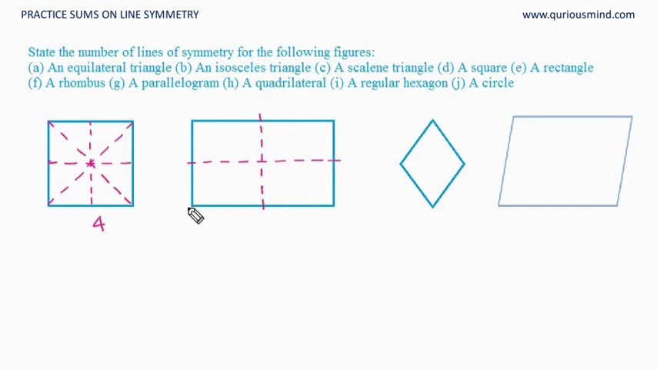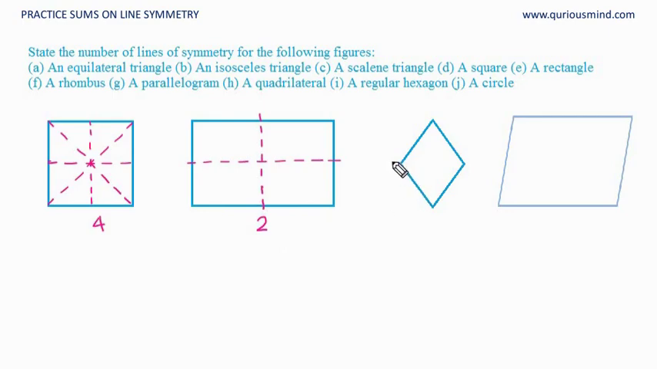But if I draw this diagonal, you can see when it folds, this side goes on this. And this side's length is not same as this side. So they will not coincide. Hence the diagonals are not the lines of symmetry, and hence I have only two lines of symmetry here.